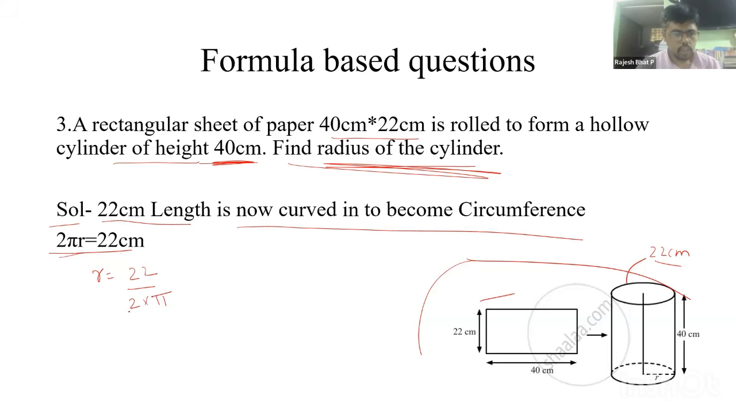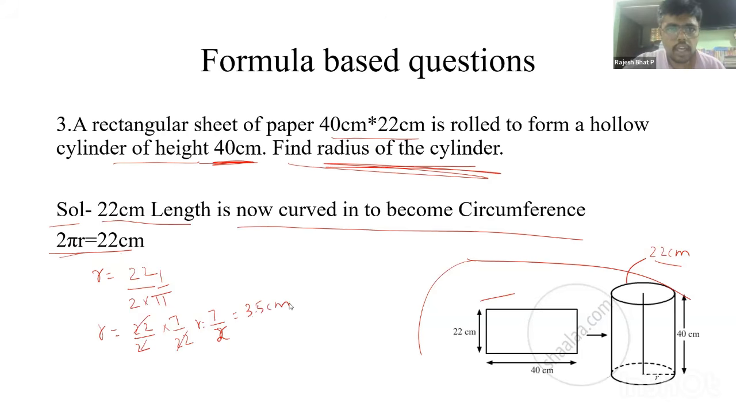Now the simplification remaining is 22 by 2 pi. Pi down means, can I write it as 7 by 22? Just reverse, right? It is a reciprocal. So now 22, 22 cancel. So 7 by 2 is remaining. What is 7 by 2? 7 by 2 is nothing but 3.5 centimeter.